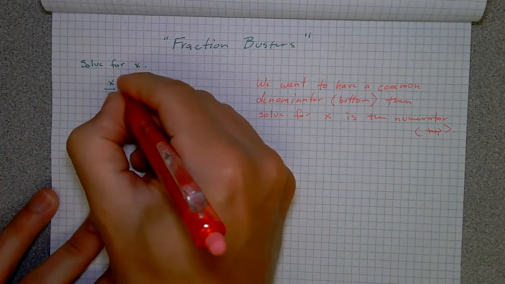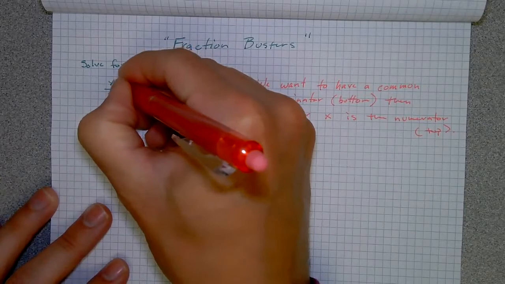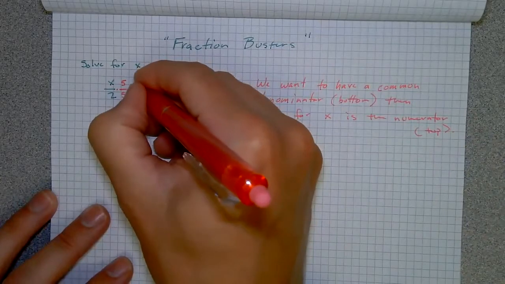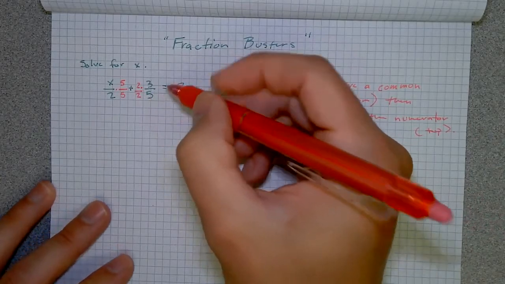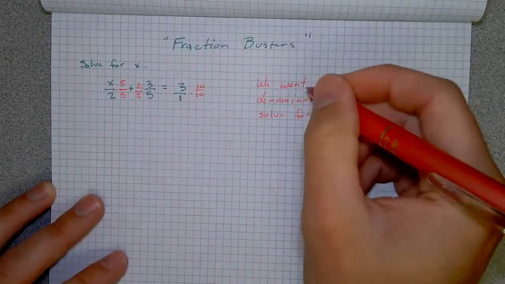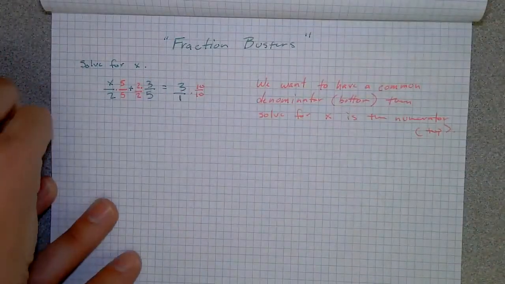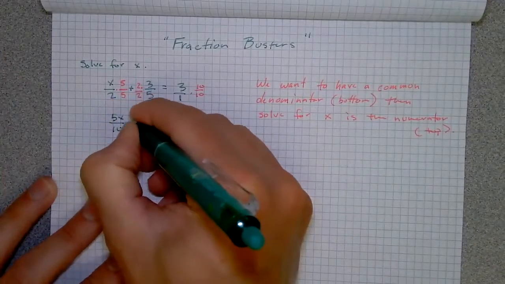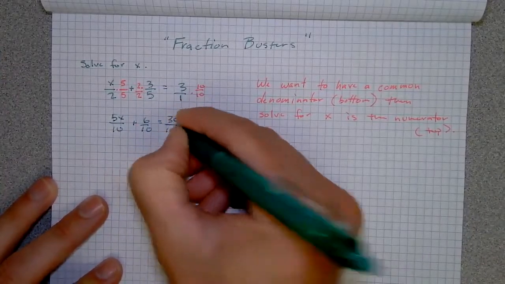So to make our denominator 10 here, we need to multiply by 5. And whatever you do to the bottom, you have to do to the top, or else it changes the number. The second term, we want to multiply top and bottom by 2. And the third number, we want to multiply the top and bottom by 10. So now we get 5x over 10 plus 6 over 10 equals 30 over 10.